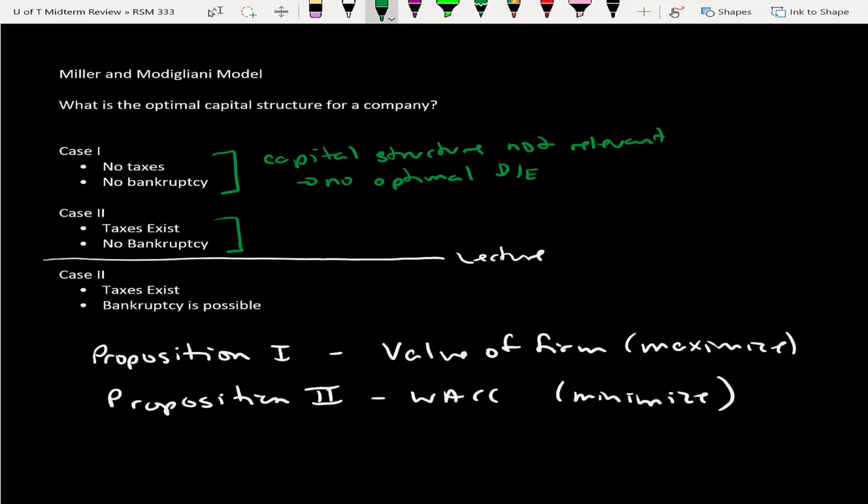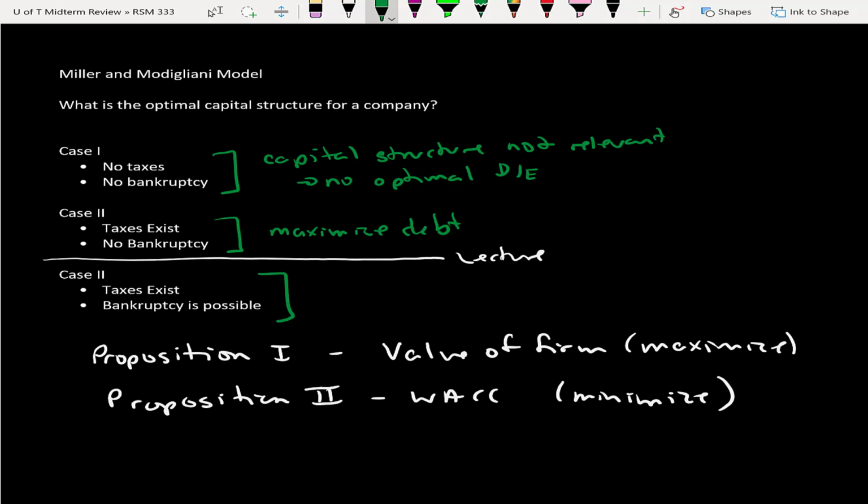Now, what about case 2? If you have taxes, you're getting a tax break on the interest. So you get a refund, essentially, for deducting the interest. And it's impossible to go bankrupt. So you can basically just keep adding debt. So the optimal capital structure in this case is to maximize debt. And although this is not part of this chapter, I'll just go over case 3 because it's all part of the same model. That's the realistic one.